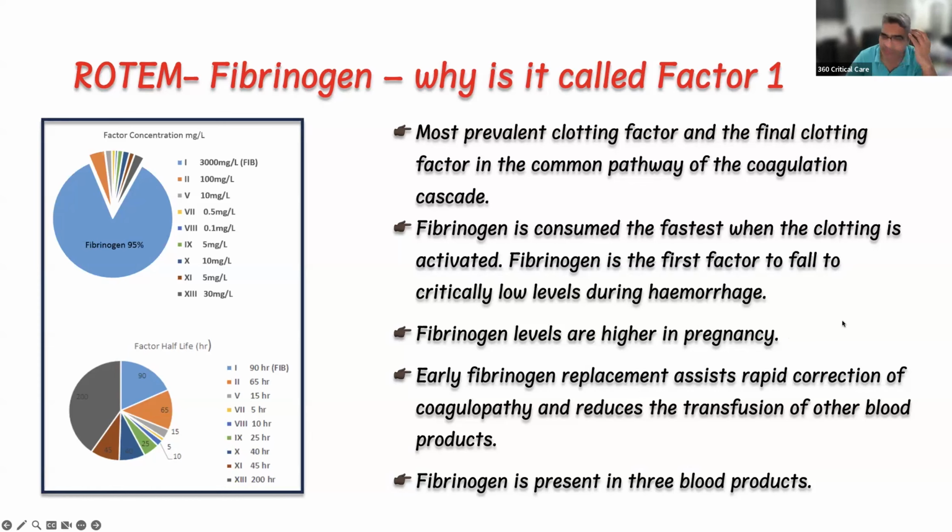The fibrinogen levels are usually higher in pregnancy because pregnancy leads to delivery of the baby and there is a high chance of bleeding. So as a preventive mechanism from nature, we have a higher fibrinogen. This is the only coagulation factor which is higher in pregnancy.